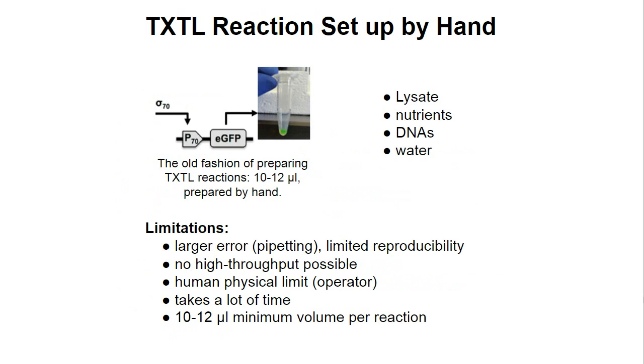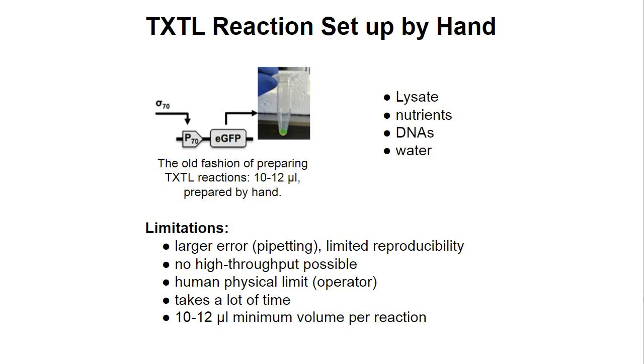Traditionally, before we had an Echo liquid handler, we would do reactions by hand. Reactions by hand would always be 10 to 12 microliters. And we would have to mix the lysate, so it's the TXTL, the main components, the nutrients that would be used to produce the proteins or the RNA. We would introduce the DNA, which would be the instruction, what proteins we want to make, so we would put in the DNA with the genes. And then to balance everything out, we would put in some water.